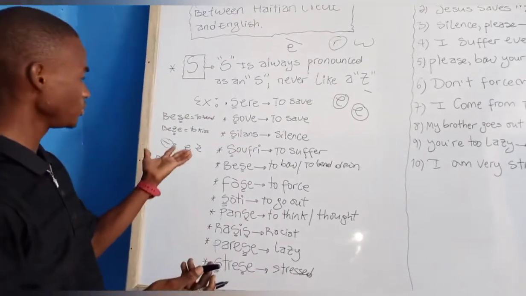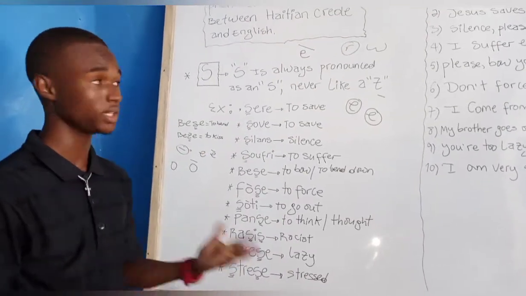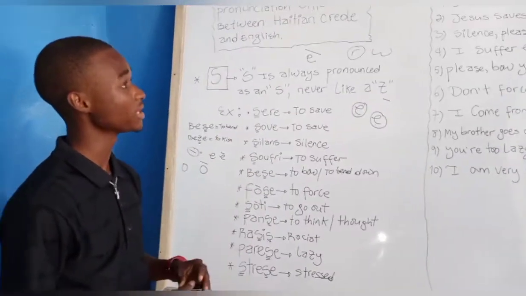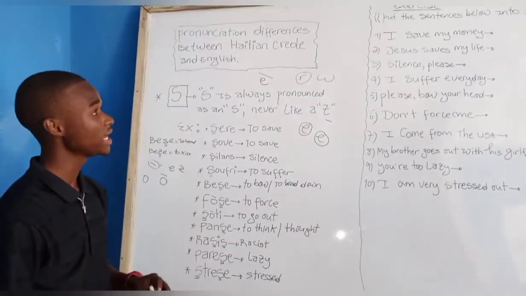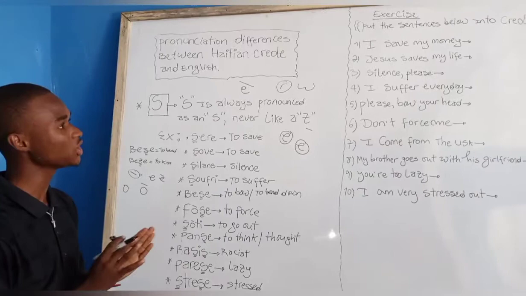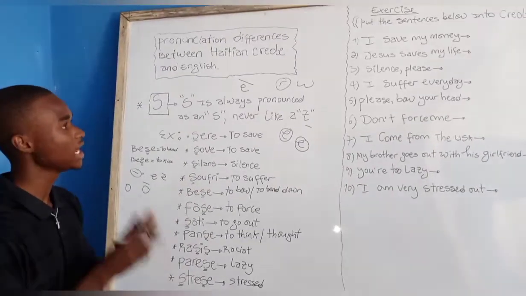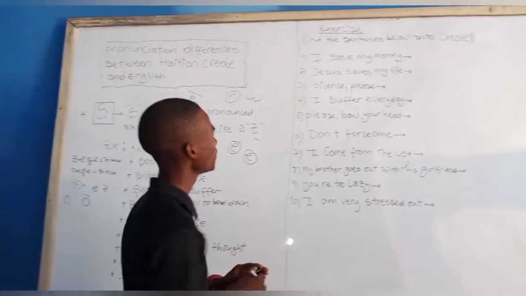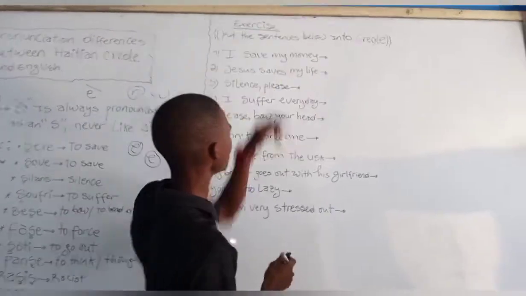I believe you get this, and you understand it. We will see some examples here, some sentences, and we will try to put them into Creole. They are all in English. We will put them into Creole. Let's go very fast. Put these sentences below into Creole.